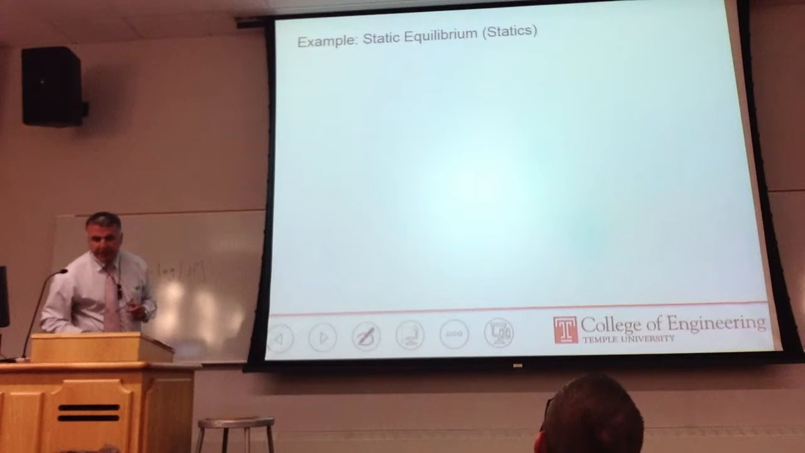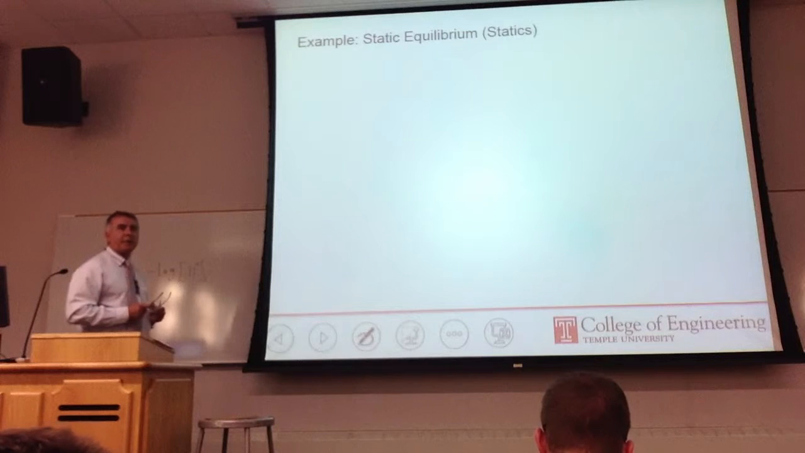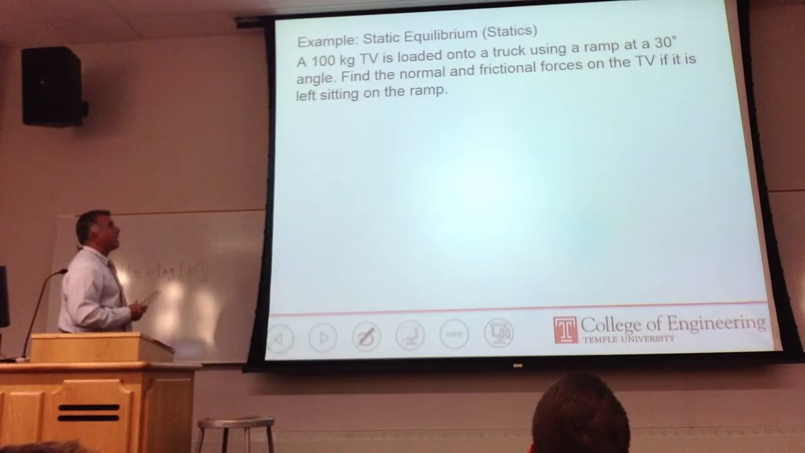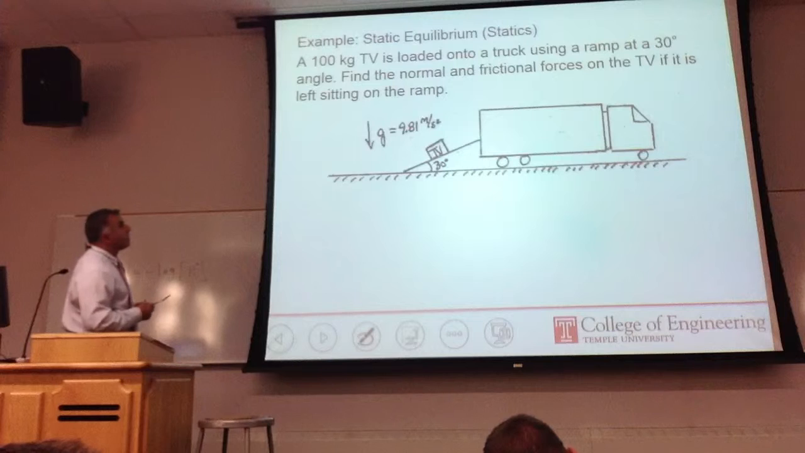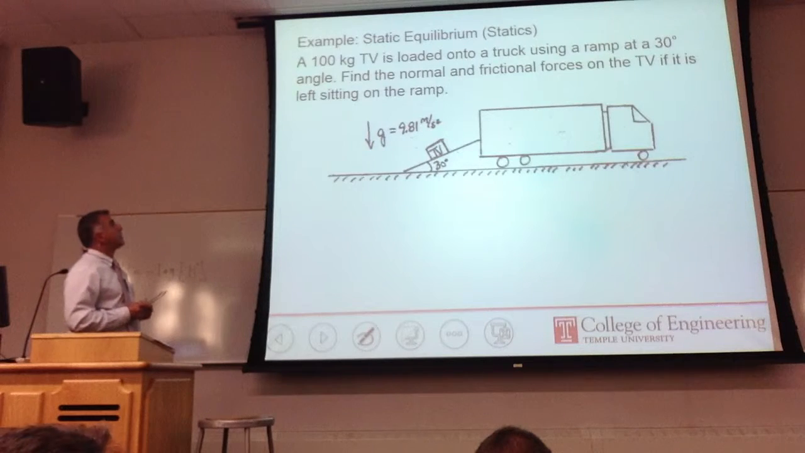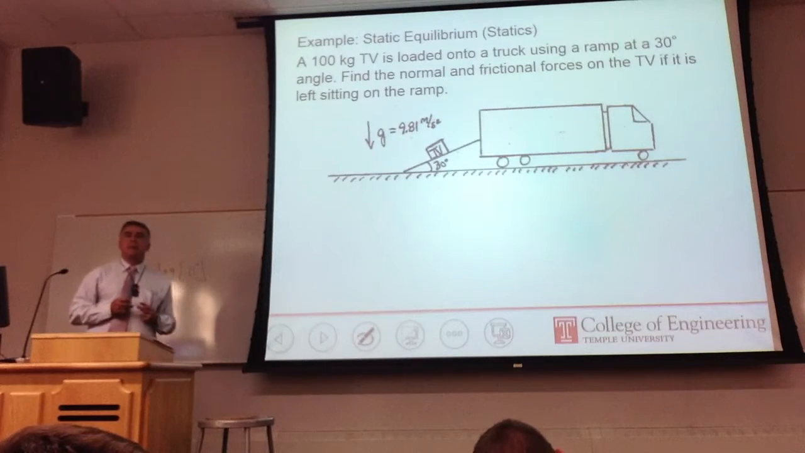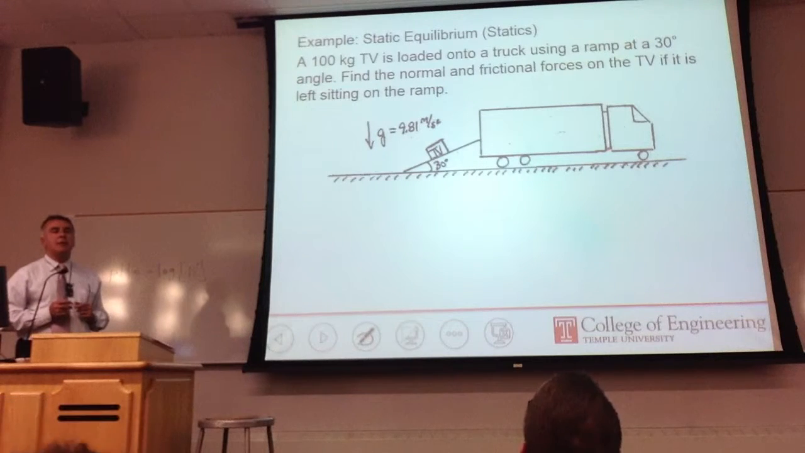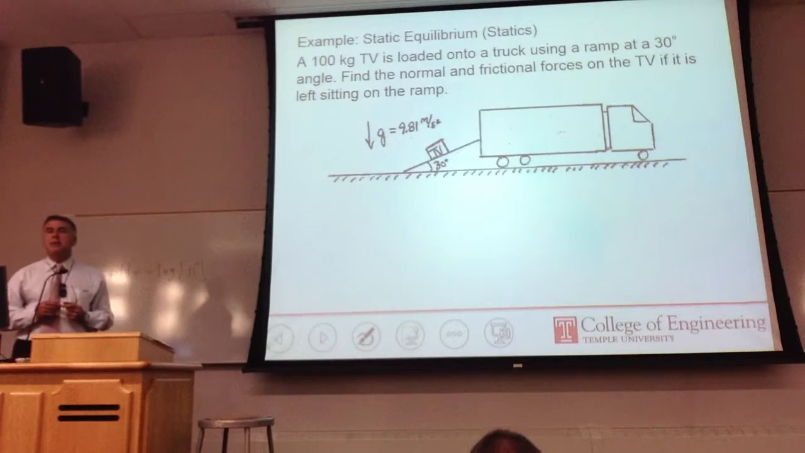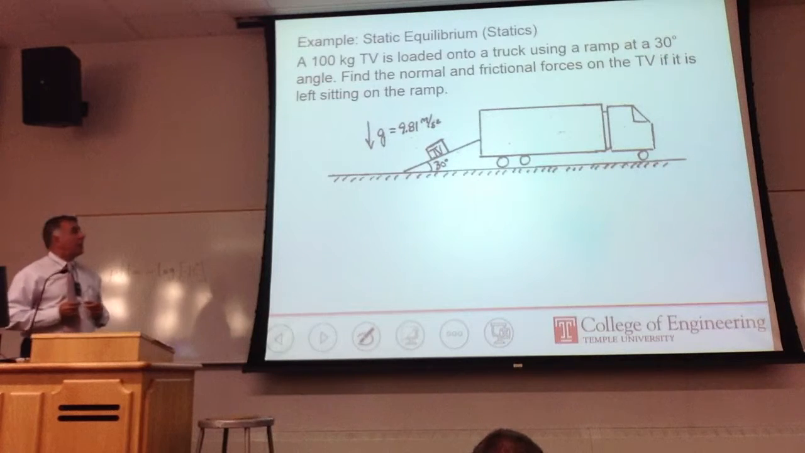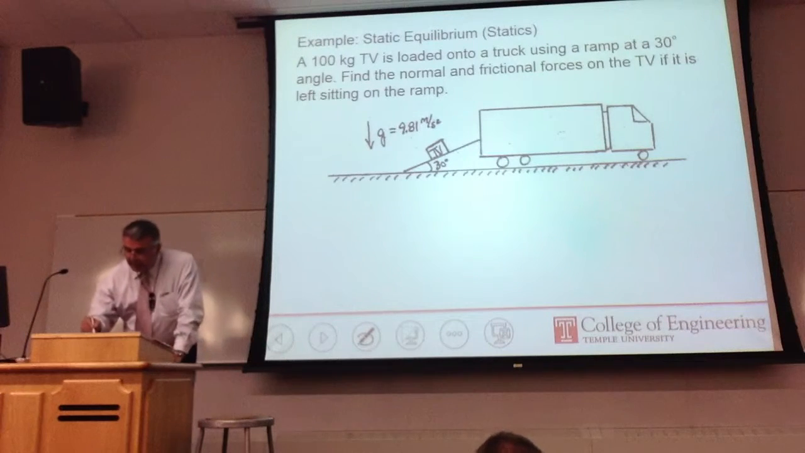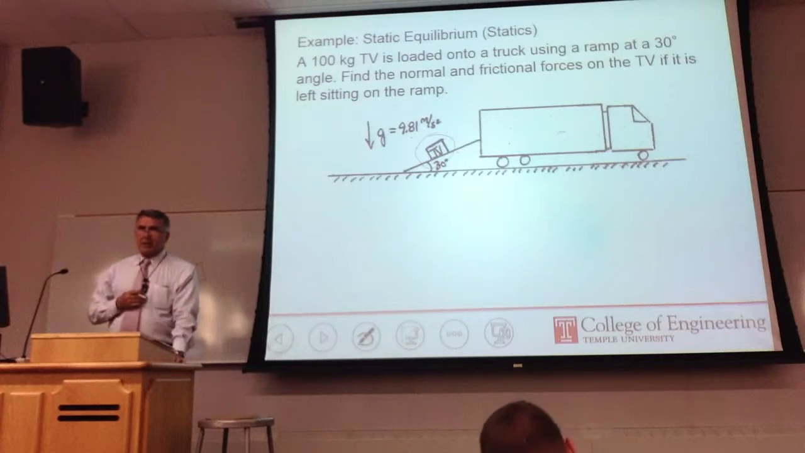All right, so now let's do another problem. A simpler problem. Let's say that you have a 100 kilogram TV that is loaded into a truck using a ramp. First of all, 100 kilogram. Is that a mass or a weight? Mass. In order to get the weight in newtons, we have to multiply it by g, right. So when I'm looking at this situation, what I am seeing is a TV resting on an inclined surface.